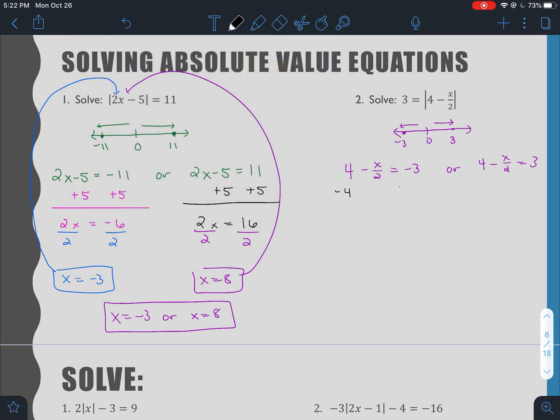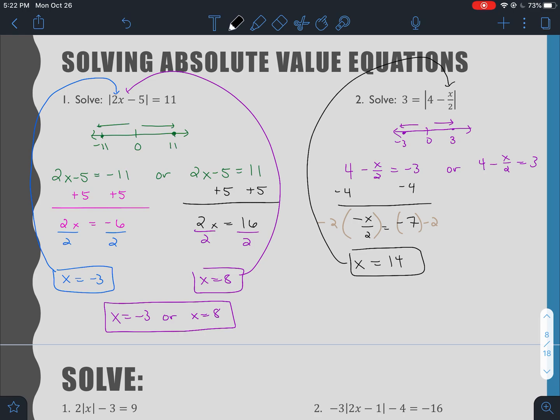So subtract 4, and negative x divided by 2 equals negative 7. And then I'm going to multiply both sides by negative 2 to get rid of dividing by negative 2. And I get positive x equals positive 14. So one of my possible solutions is x equals 14. If we tested that out, plug 14 in. 14 divided by 2 is 7, and 4 minus 7 is negative 3. The absolute value of negative 3 is 3, so 14 works.